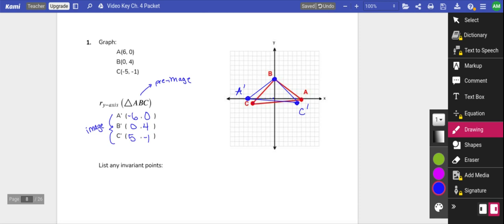An invariant point, you might hear that term. That means a point that did not change position. So in this case, the only point that did not change position was point B.